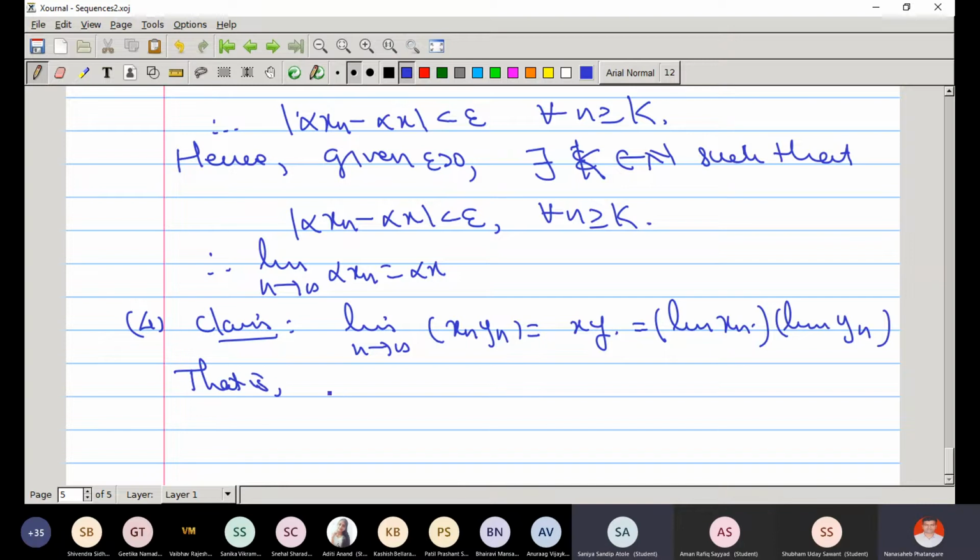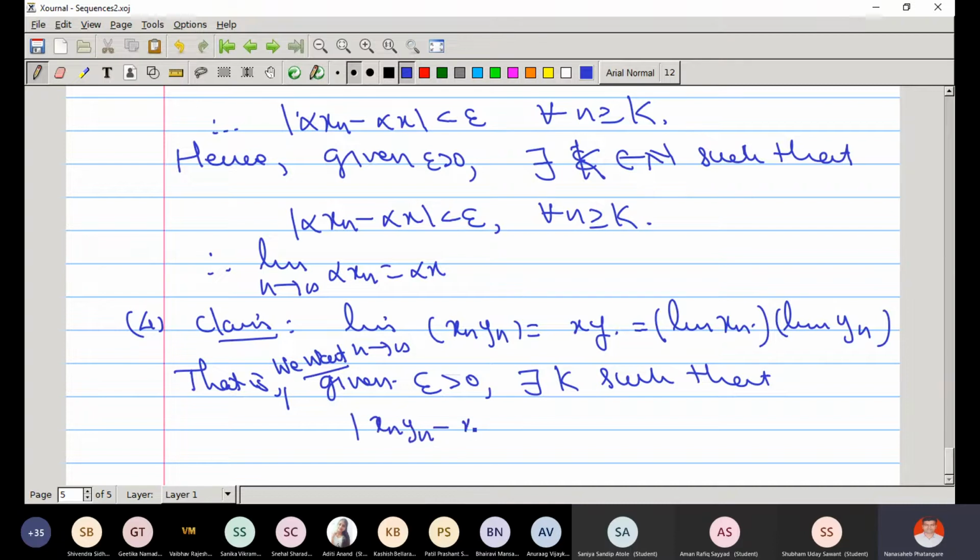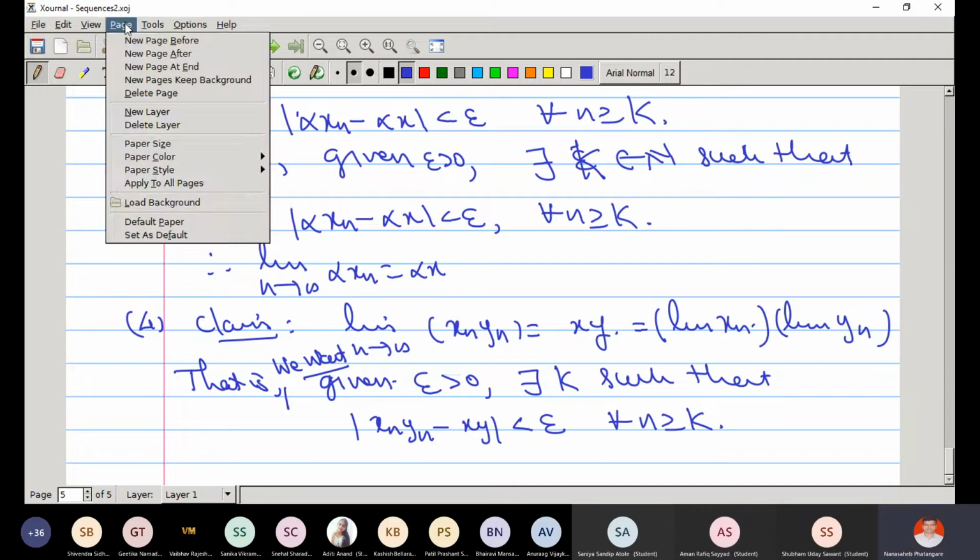That is what we want. For any epsilon greater than 0, we want to prove that given epsilon there exists k such that the absolute value of xn yn minus xy is less than epsilon for all n greater equal k. This is our aim, right? If we can produce k for every epsilon, then we can declare that the limit of the sequence xn times yn is xy, right?